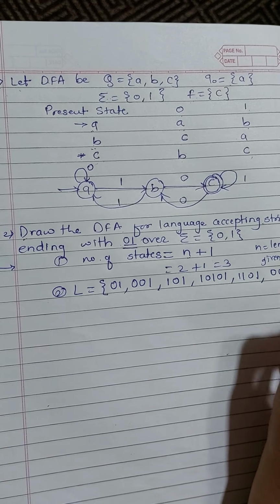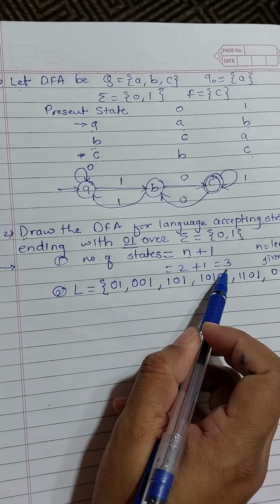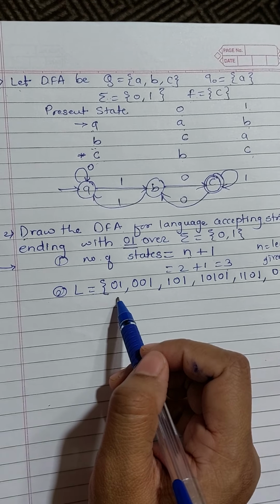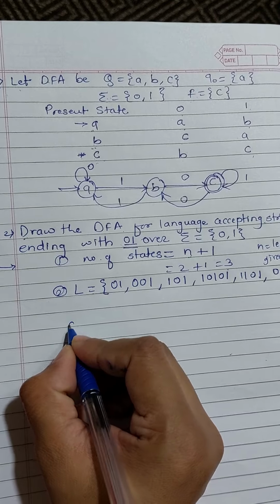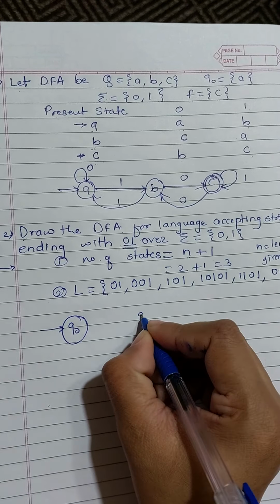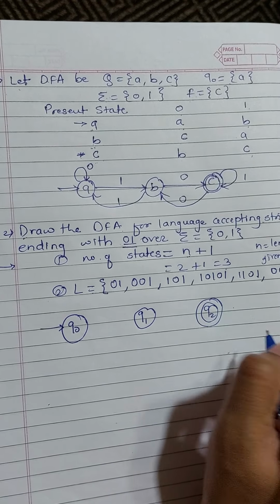So like this we can have the strings inside this language. Now we are ready with the states, we are ready with the listing of the strings. Now we have to draw the DFA. So as it is said, we require 3 states. We are going to draw 3 states. Q naught is my initial state, then we require Q1 and Q2, which will be my final state.